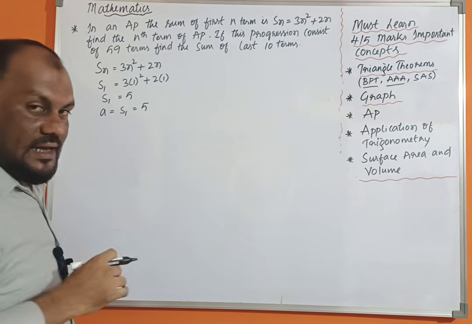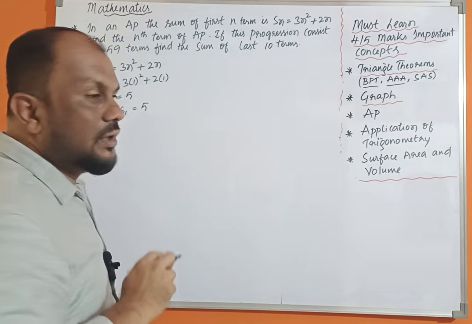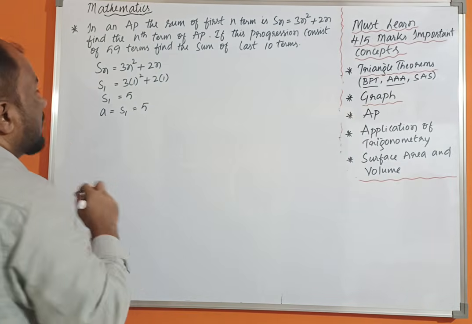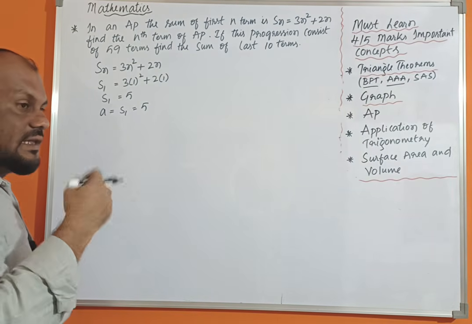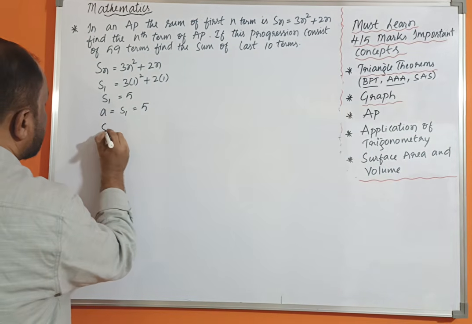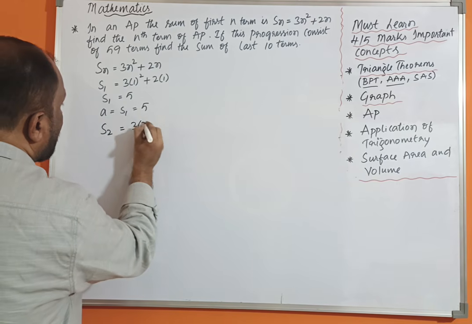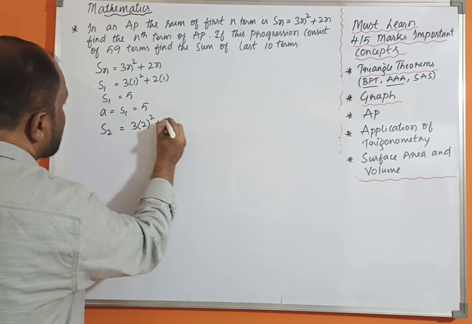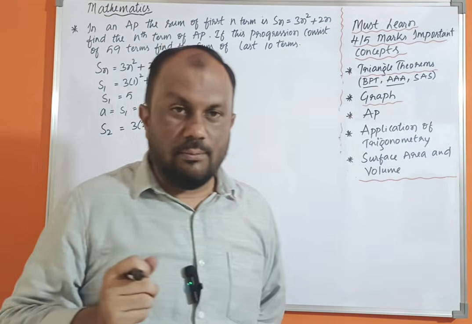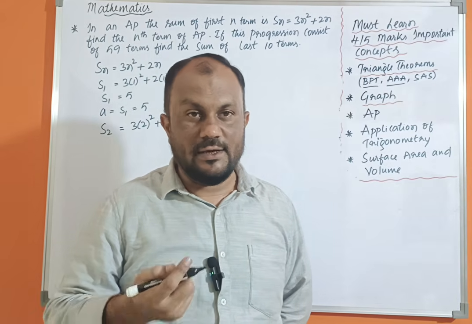A1 or A is equal to S1. Okay, sum of only one term. Let's not call it a sum because only one term is there. So S1 is equal to A. Now to find out D, we need A2. So we'll find out A2. Now again I'll take n is equal to 2. S2 is equal to 3 into 2 square plus 2 into 2. What is S2? S2 is the sum of first two terms, A1 and A2.